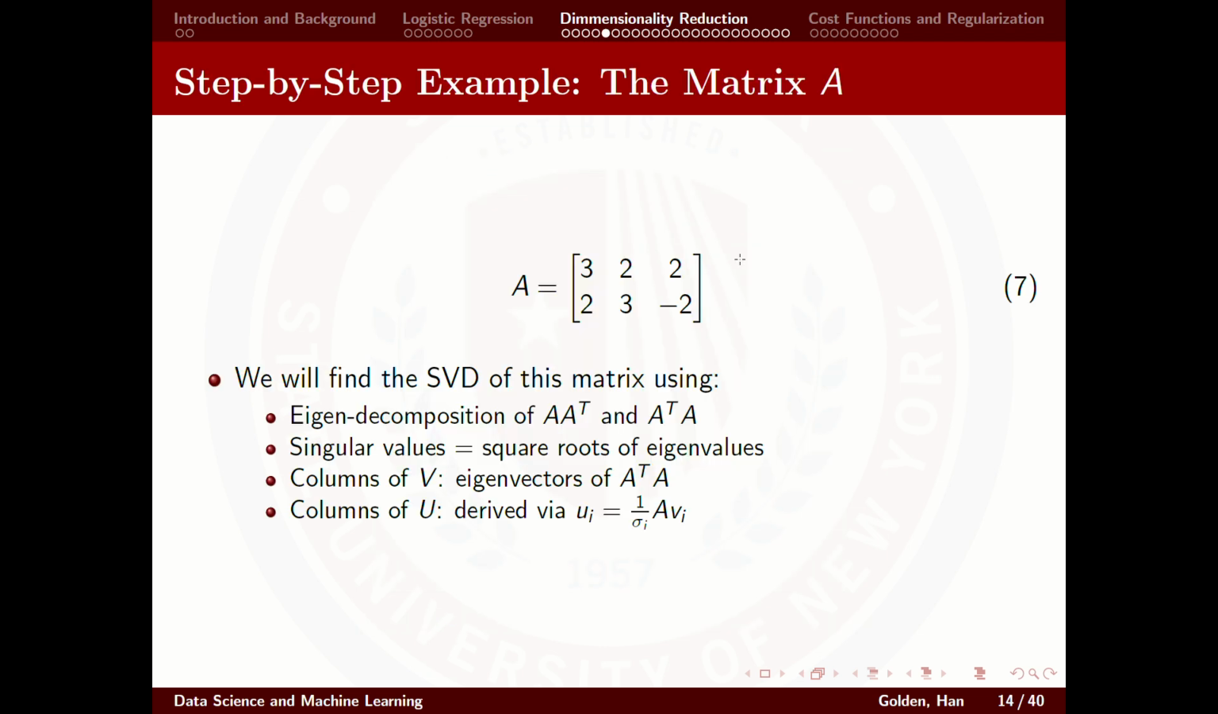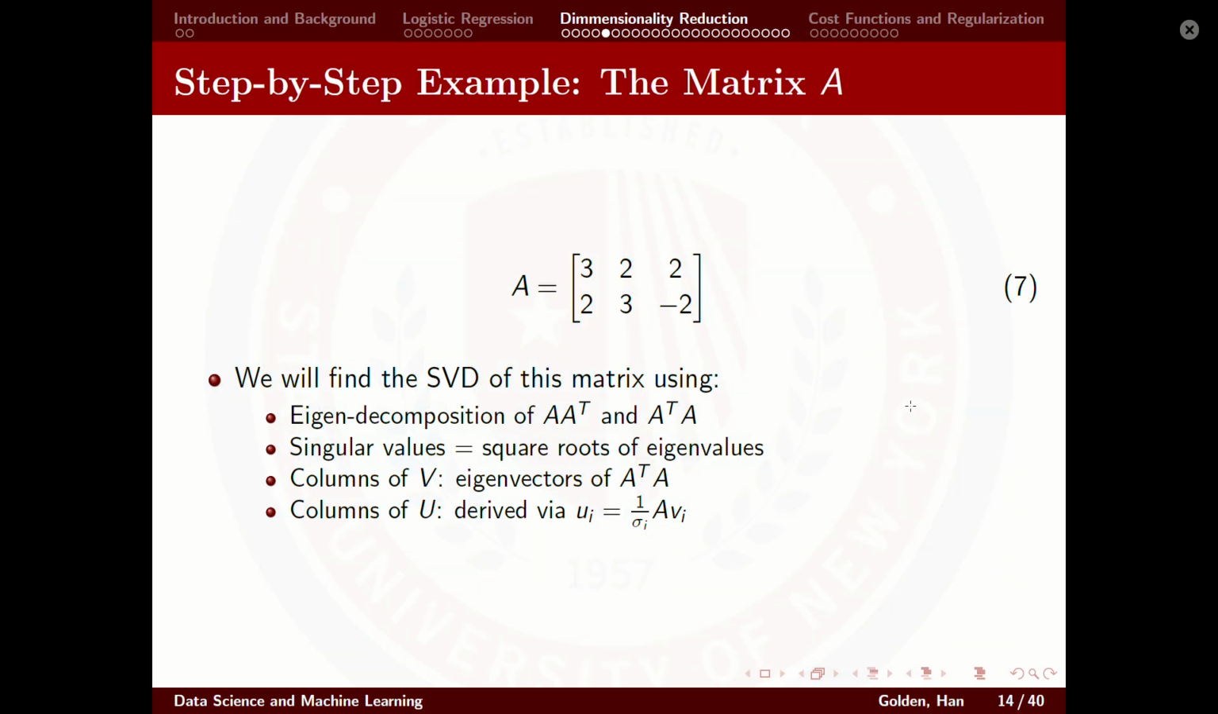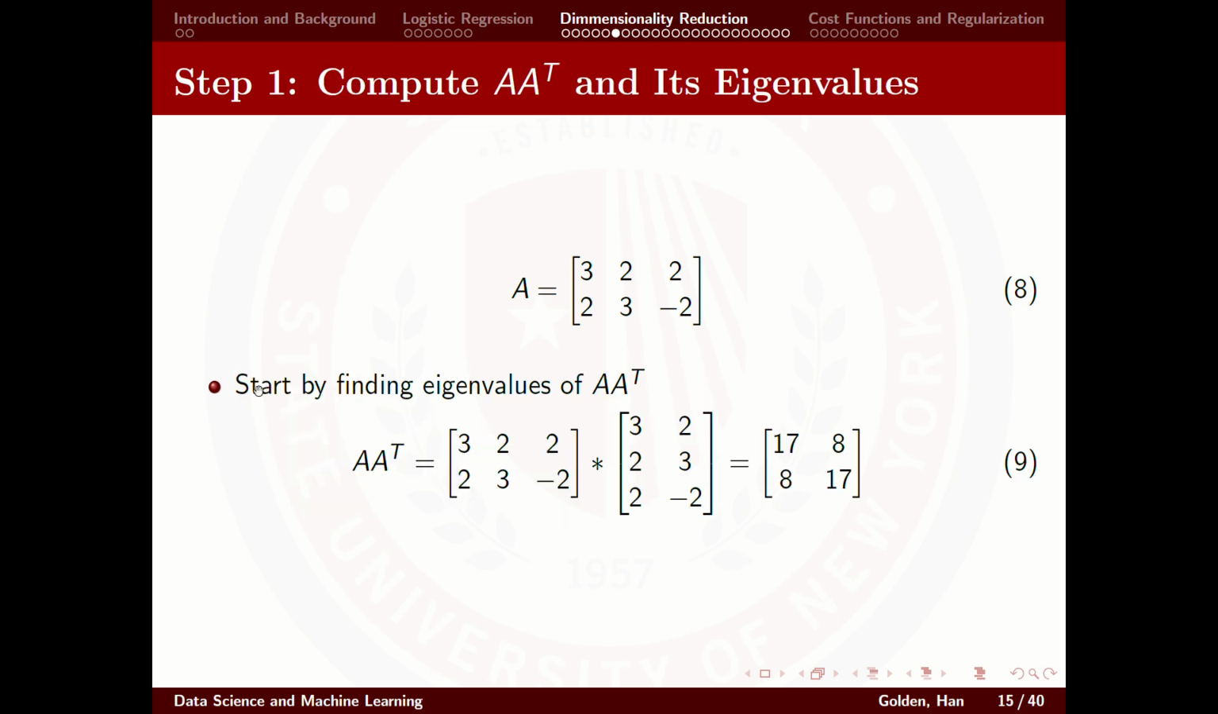So let's go through a step-by-step example with this matrix A. We'll find the singular value decomposition of the matrix using the eigendecomposition of A transpose A. Singular values are the square roots of the eigenvalues, columns of V are eigenvectors of A transpose A, and columns of U are derived via u_i equals 1 over sigma_i A v_i. So we start out by finding the eigenvalues of A transpose A. So we're going to do matrix multiplication, this times this, this times this, and so on.